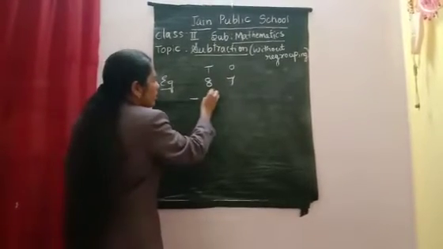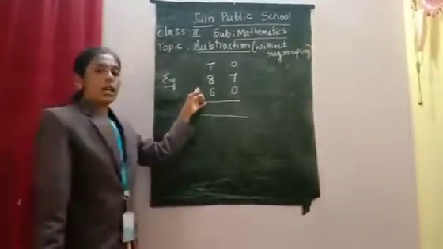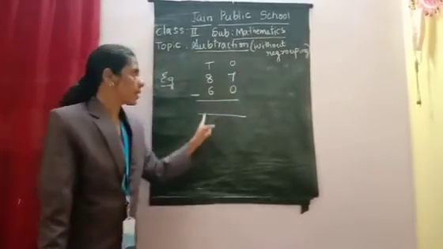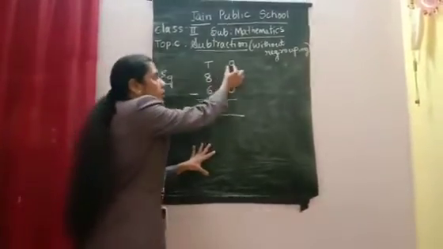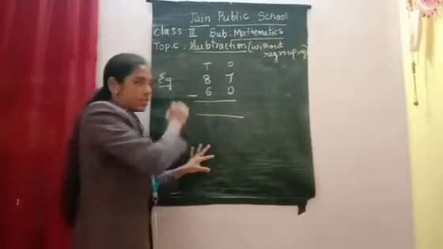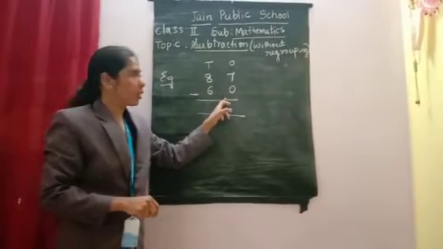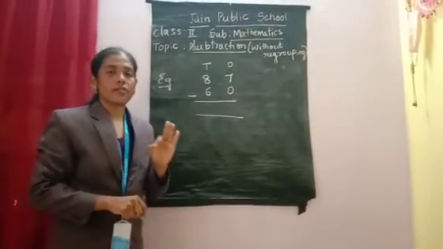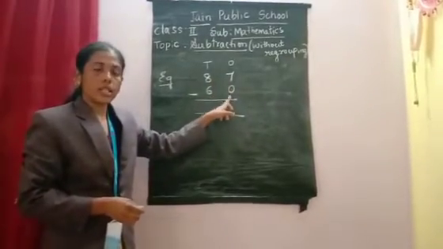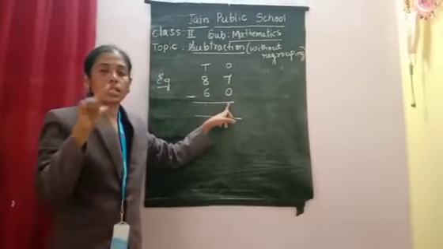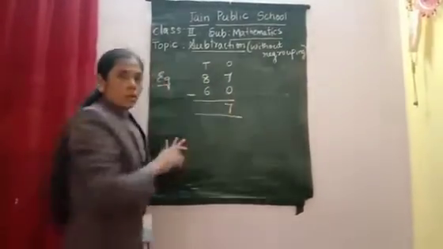87 minus 60. Understood? This is another example of a without regrouping sum. So 87 minus 60. First we have to find the answer of the ones place. Here the bigger number is 7, the smaller one is 0 only. Any number we subtract 0 from, we will get the same number only. 0 is nothing but no number. So 7 minus 0 will be 7 only.